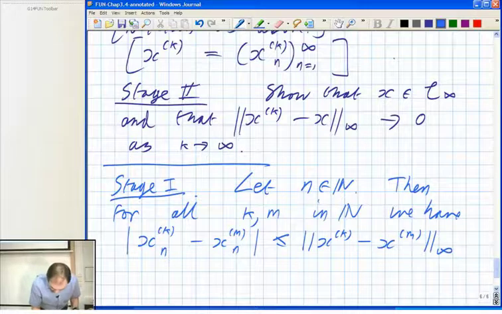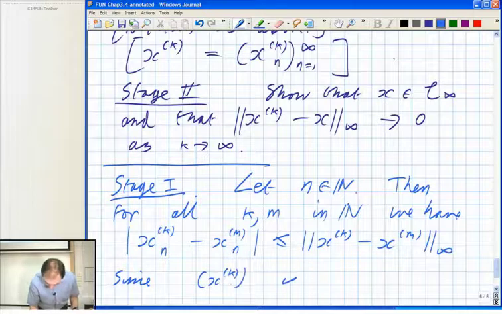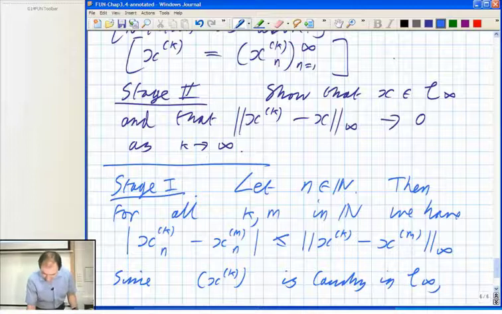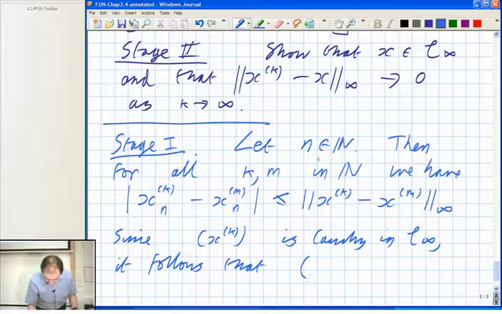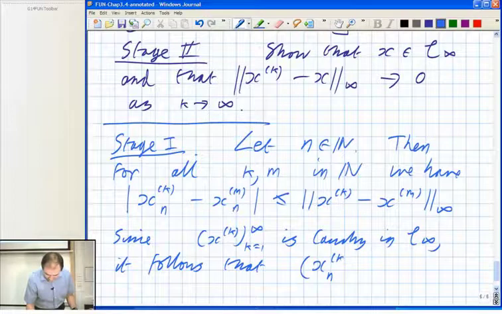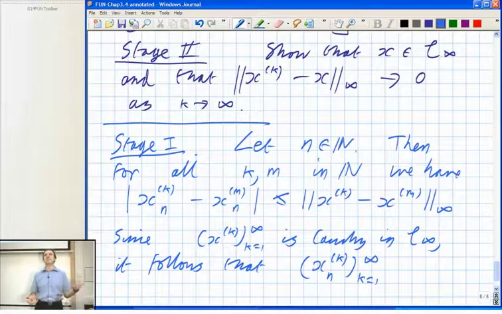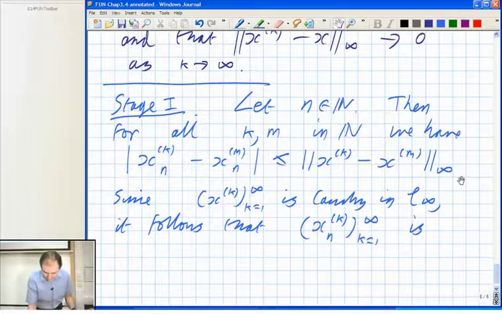So since xk is Cauchy in L infinity, it follows that, when k equals 1 to infinity, and again, when you look at any particular term, you still let k go from 1 to infinity, that's now a sequence of scalars, and that's now a Cauchy sequence in F. And so it converges.